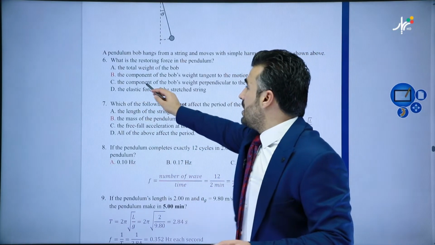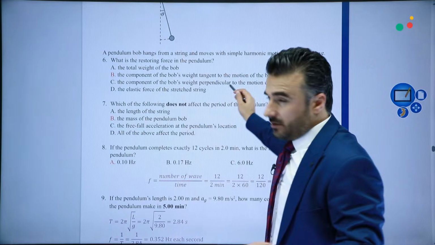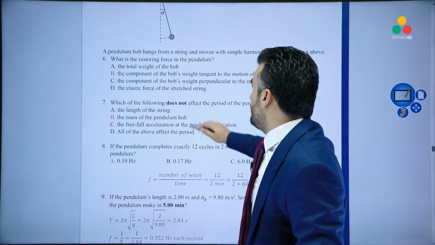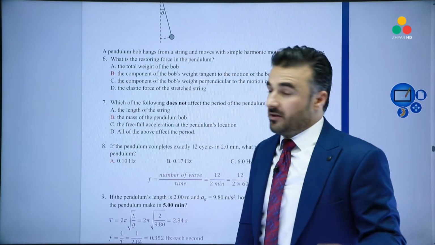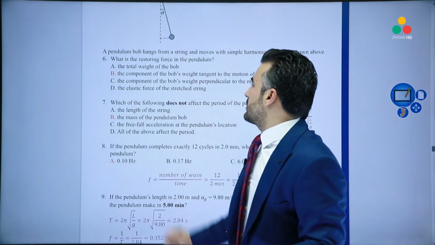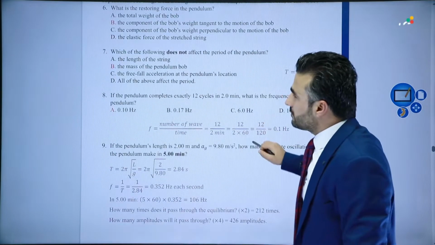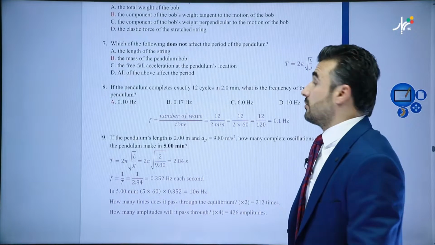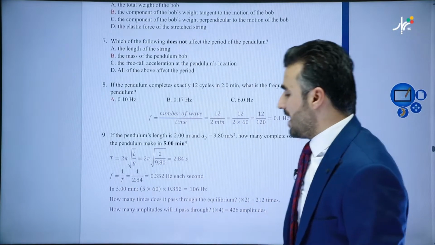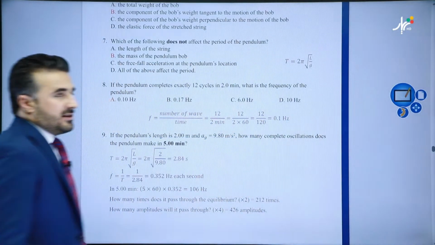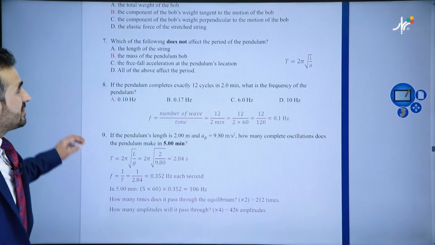And of course this says the component of the bob's weight perpendicular to the motion, that is not, because this will be cancelled by the tension force. The elastic force of the stretched string, of course, we don't have it here because this string is not elastic in this case. Or even if it was elastic, this wouldn't be the force that is restoring the bob.